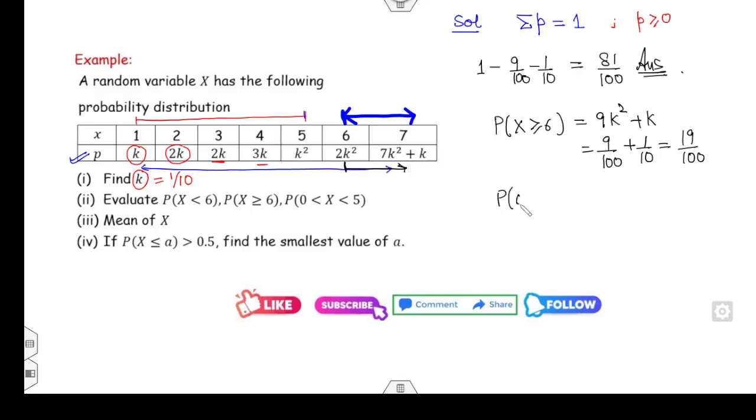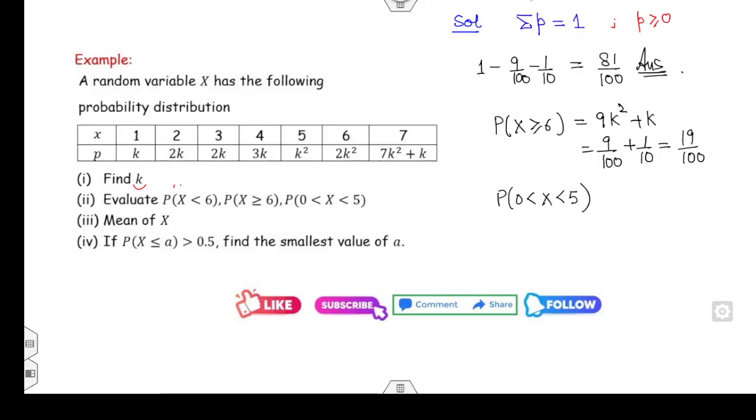Look at this next part. Probability lies between 0 and 5. So if you look at the table, what are the values which are satisfying 0 to 5? So that is 1, 2, 3, 4, only up to the 4, because the 5 is not included. So the answer of this problem is you can add them. It will be 8k. So k value will be 1 over 10. So 8 over 10 is the right answer.